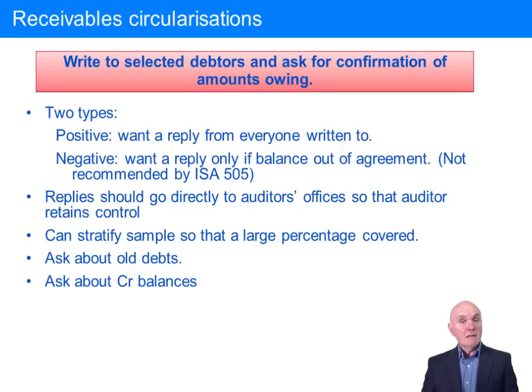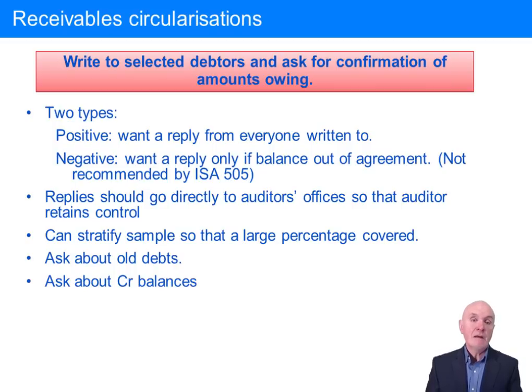As well as asking about the big debts, you should ask about slightly odd amounts. You should ask about very old debts to see if you get any sort of reply there. You should ask about credit balances because by and large you don't really expect credit balances on a receivables ledger. It implies something slightly odd has gone on in the past. Not necessarily fraud, not necessarily wrong, but it's quite nice to know how it's come about.